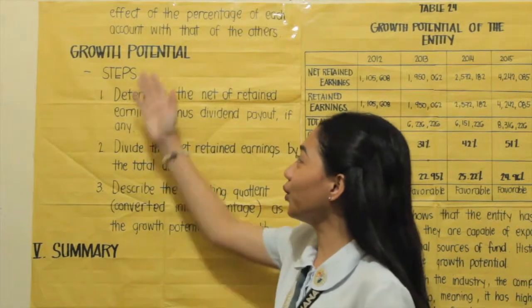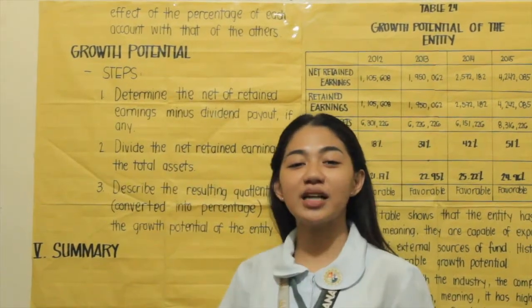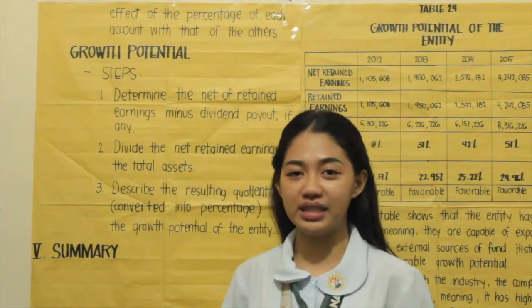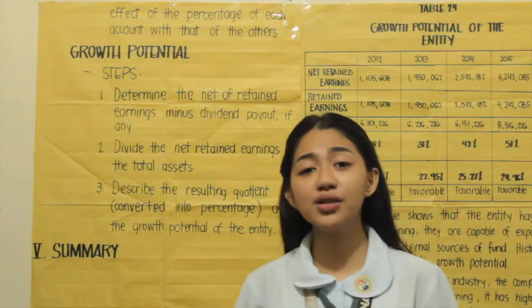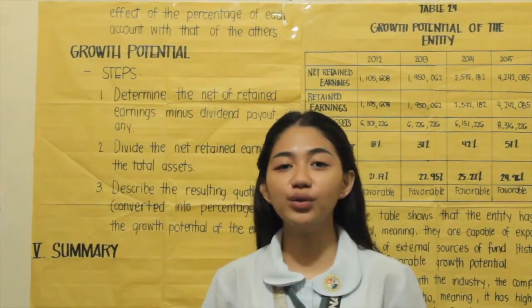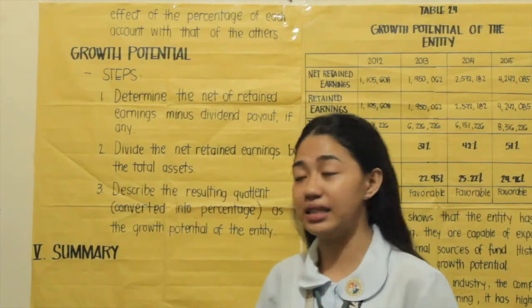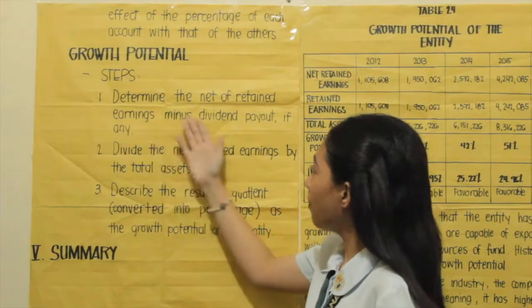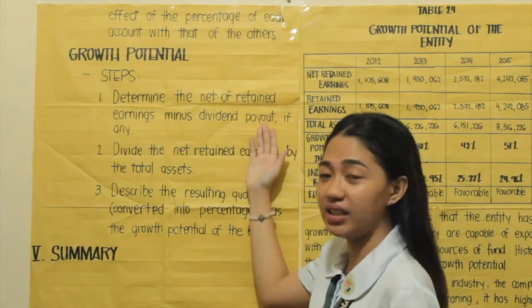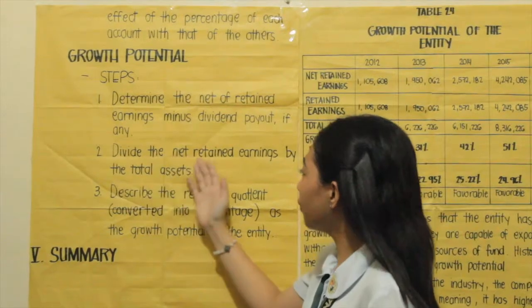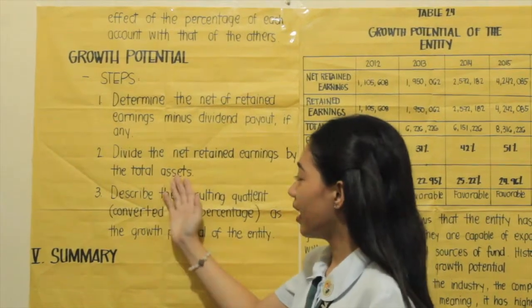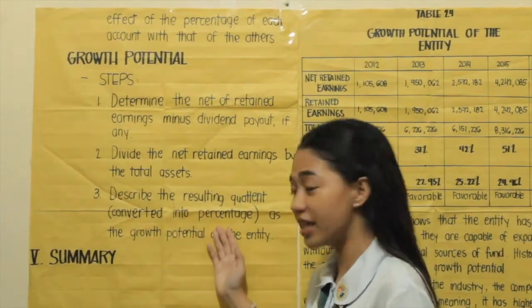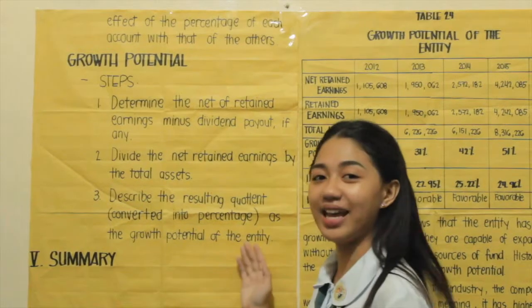And lastly, growth potential. Growth potential is a mathematical probability that shows great opportunity for overall profitability. According to Dr. Casurao, there are steps to be done to come up with the growth potential of the entity. Number 1, you have to determine the net of retained earnings minus dividend payout, if any. Number 2, divide the net retained earnings by the total assets. And last, describe the resulting quotient converted into percentage as the growth potential of the entity.